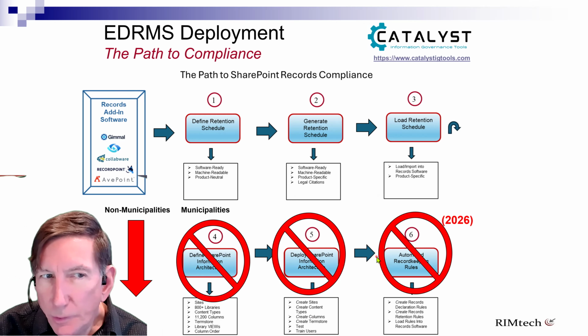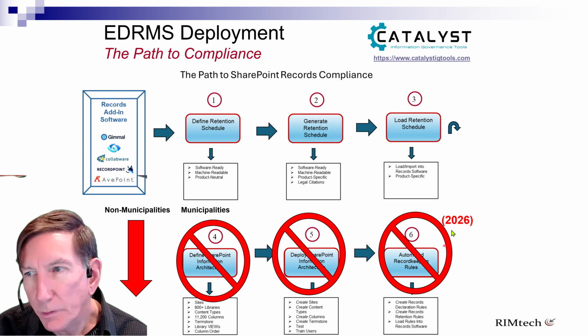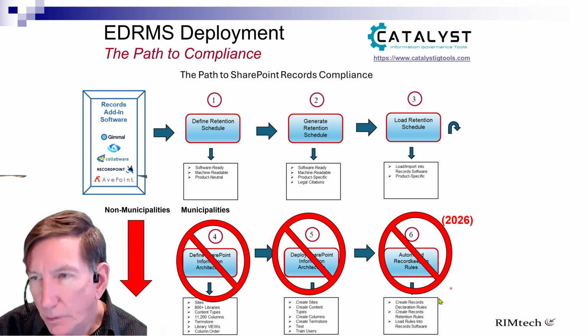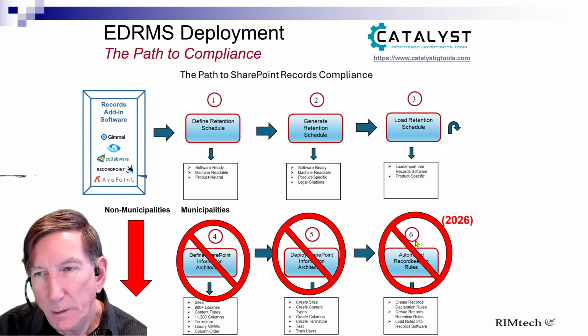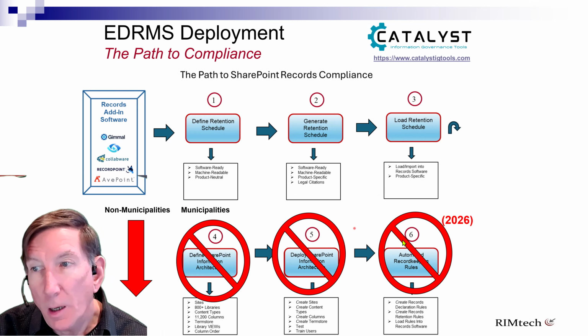Now, in the future, not today, but in the future, next year, sometime in 2026, we're going to release another version of Catalyst that's going to do number 6 completely automated. So you won't need to spend those 45 person days of effort. So that's going to be automatic as well.